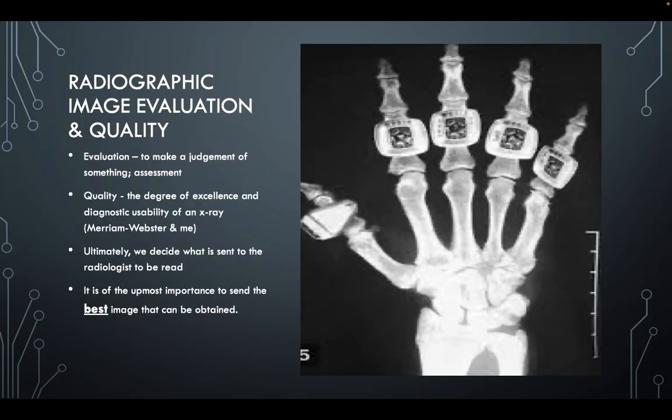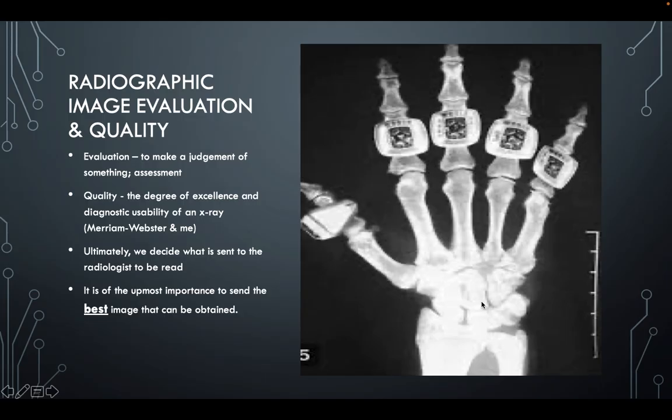This is a definition that I created in conjunction with Merriam-Webster, our lovely dictionary service. So our X-rays have to be diagnostically usable. Meaning, if you look at this X-ray that I'm showing you right now, I can't see bony trabecular pattern. If I was trying to look for a small fracture in my carpals, there is no way that I would be able to see anything happening in here. It's way too bright. I don't have a long enough scale of contrast to see bony trabecular pattern.